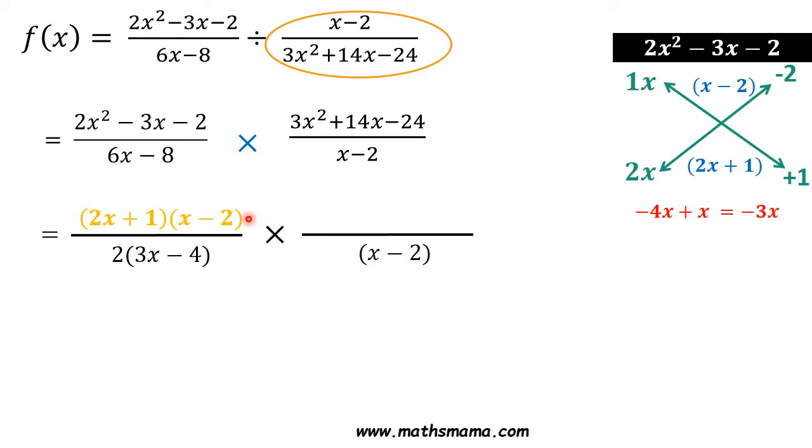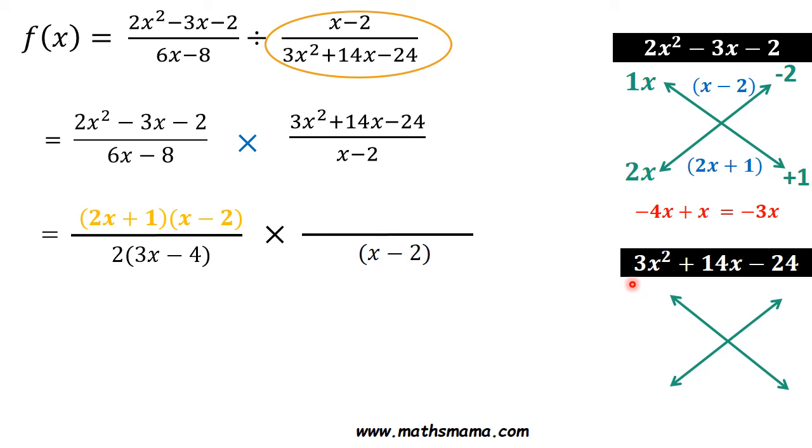Moving on to the second quadratic expression, you write it here on one side of your answer and draw this cross. First you have to find the factors for this number. It's 1x times 3x or 3x times 1x. The best way is to write the smallest factor first. And then you have to find the factors for negative 24. It could be positive 6 or negative 4, then 12 times 2 or 2 times negative 12.